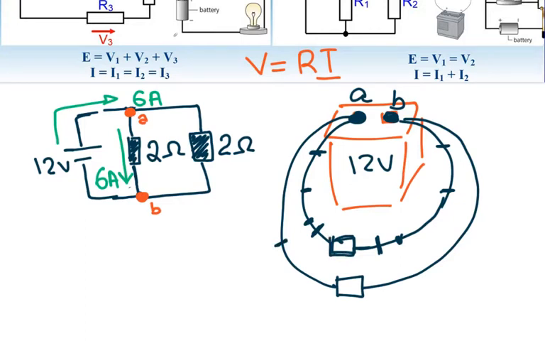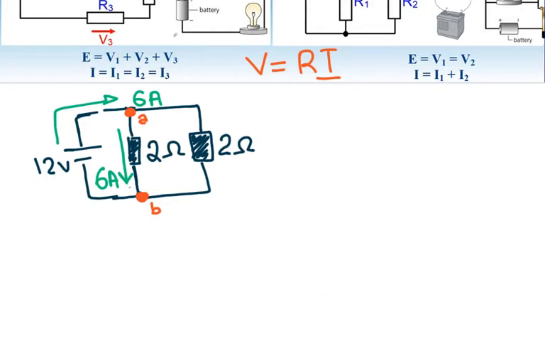So between here and here it's 12 volt, between here and here it's 12 volt. And this is the same point as this one, because they are connected to the same side of the battery. So if I have resistors connected in parallel, they will all share the same voltage.